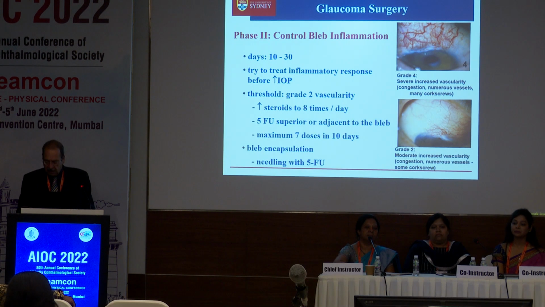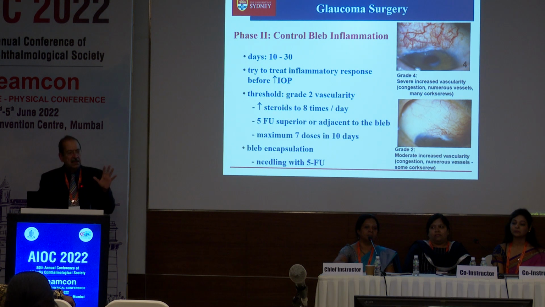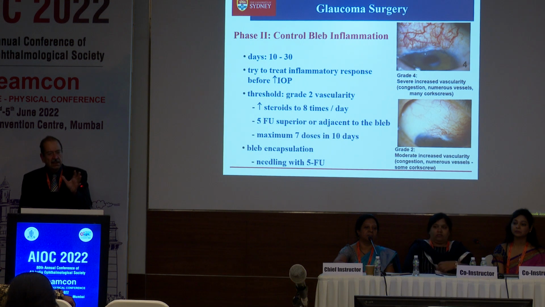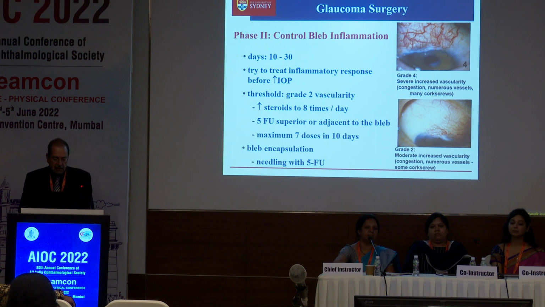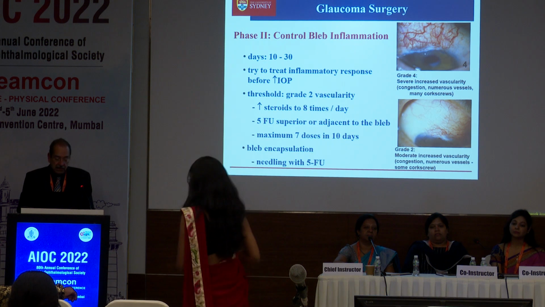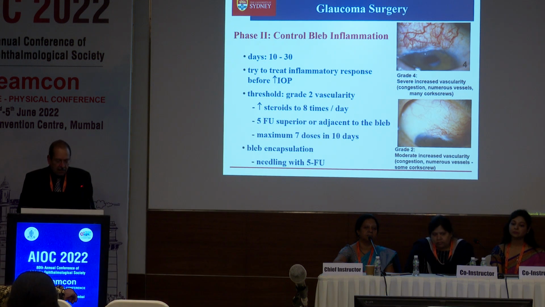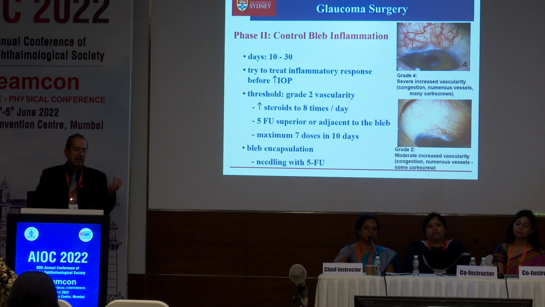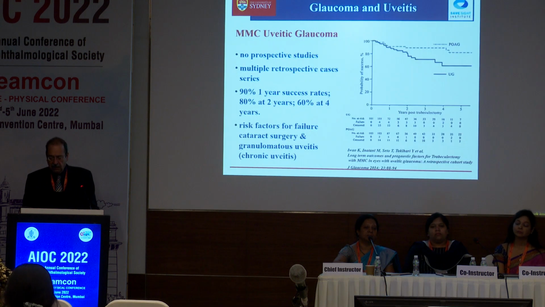Now, the Moorfields bleb grading system is a great system to use so that you can try and quantify what you do. Basically around grade 2 vascularity is when you start pumping the steroid in, 6-7 times a day, and also give a little injection of 5-FU. One can give more than one injection, but when it finally comes to a point where the bleb is encapsulated, then it's best to do an early needling with 5-FU.